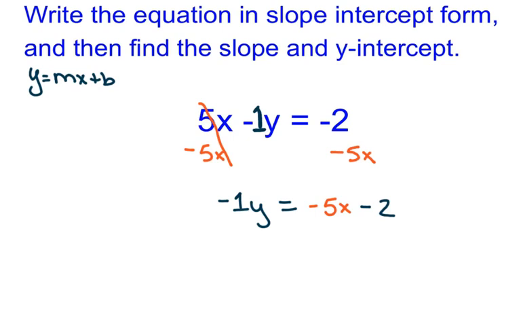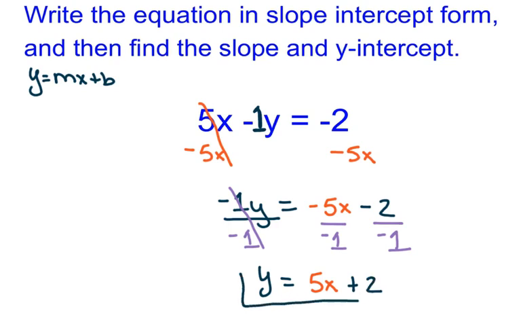Now this one, I'm going to divide by a negative 1. So I have to get rid of that negative 1. And when we do this, we need to make sure we do it to every term. So I'm left with y, it's by itself. Negative 5 divided by negative 1 becomes a positive 5x. Negative 2 divided by a negative 1 becomes a positive 2. So all that did was change our signs.